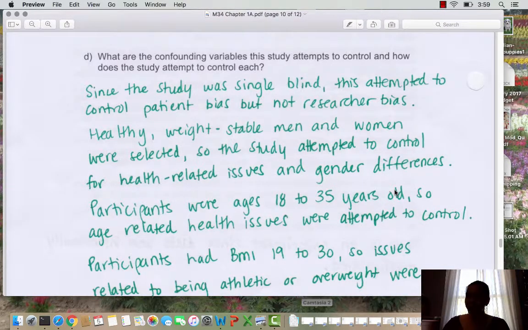The first note I said is that since the study was single blind, this attempts to control patient bias but not researcher bias. Remember, single blind is where the patients don't know what group they're in, but the researchers and the doctors interacting would know. Healthy, weight stable men and women were selected, so the study attempted to control for health-related issues and any gender differences by selecting men and women.